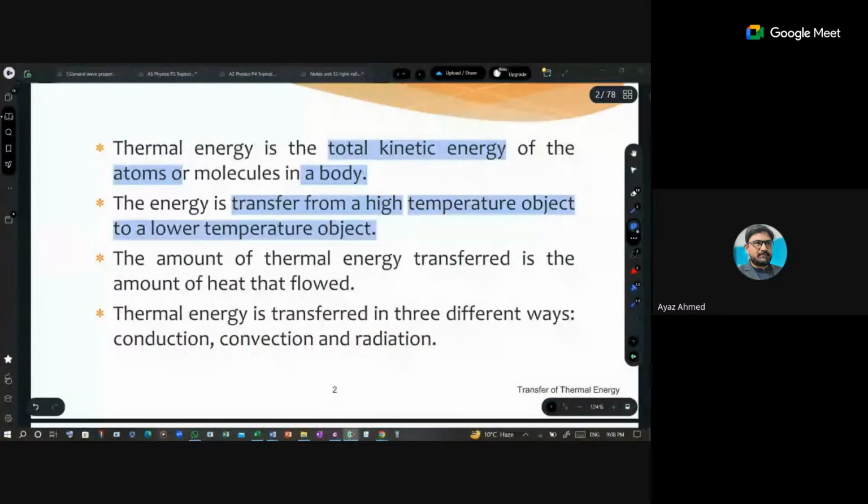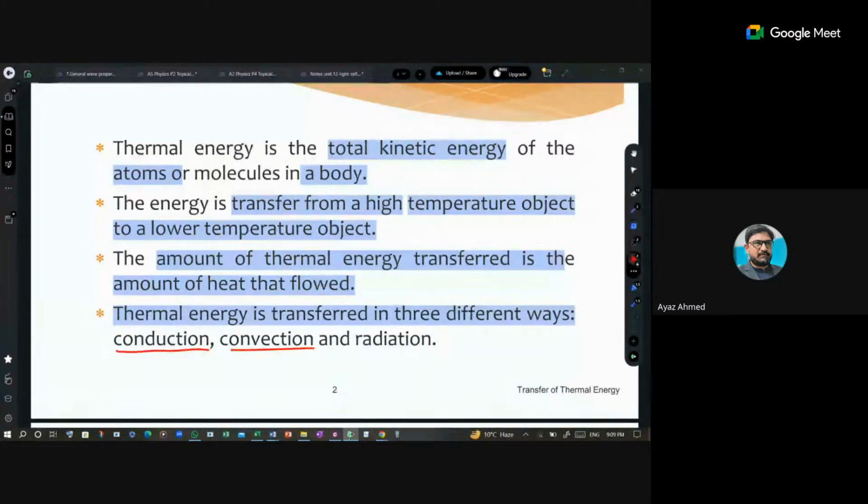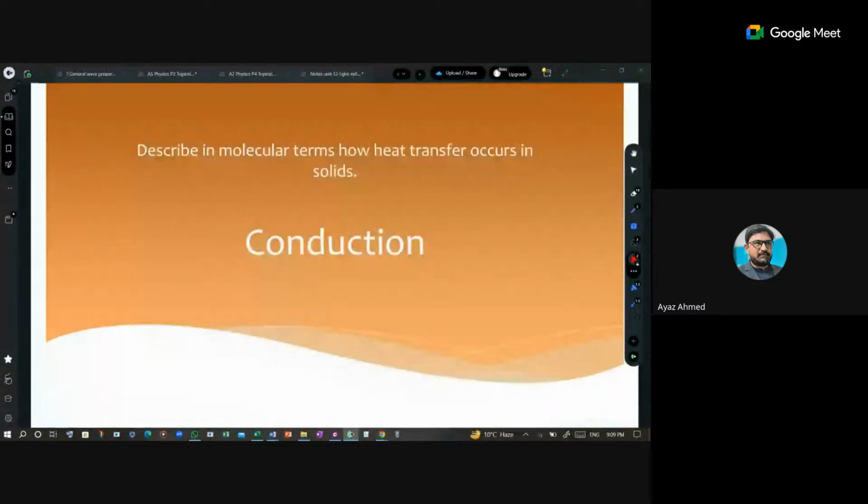This is basically the thermal exchange procedure I told you: when the bodies are in thermal contact, they will exchange heat. The amount of thermal energy transferred is the amount of heat flowed from the hot body to the cold body. That was also explained. Thermal energy is transferred in three different modes, and those modes were conduction, convection, and radiation. Right. So let's talk about conduction in a quick review.